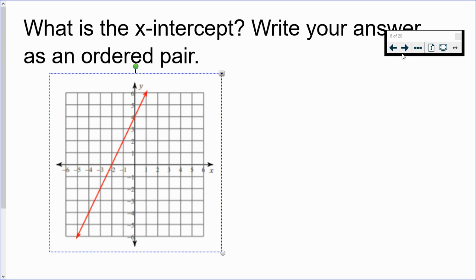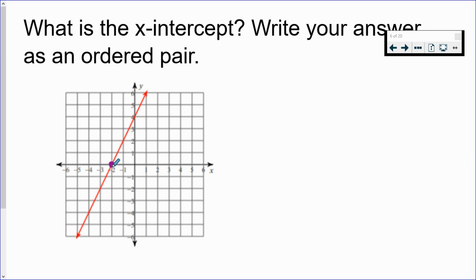What is the x-intercept? Write your answer as an ordered pair. The x-intercept here is where a graph crosses the x-axis. Our x-intercept has an x value of -2 and a y value of 0. Our ordered pair at this point would be -2, 0.